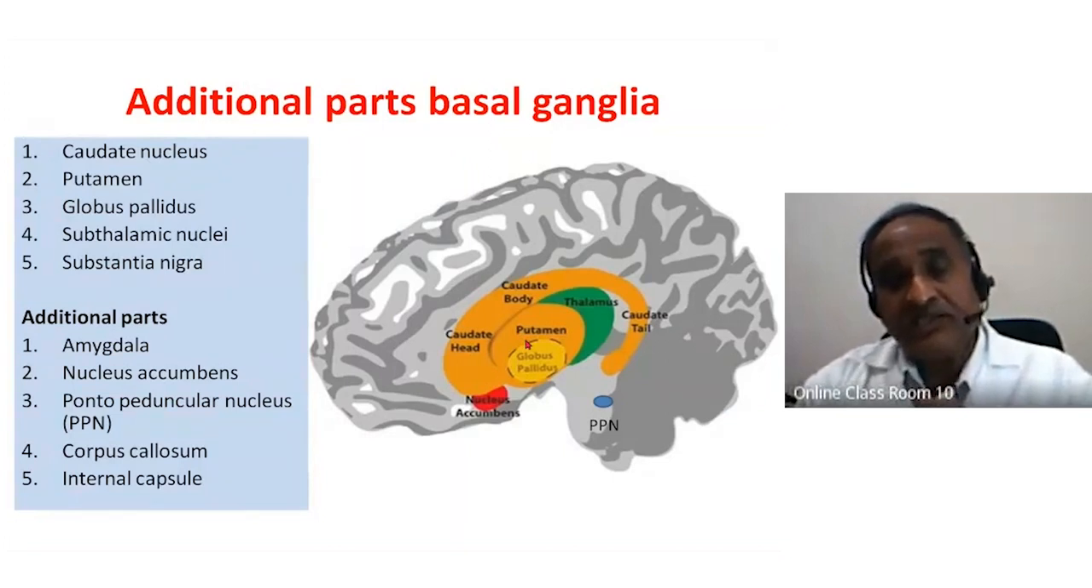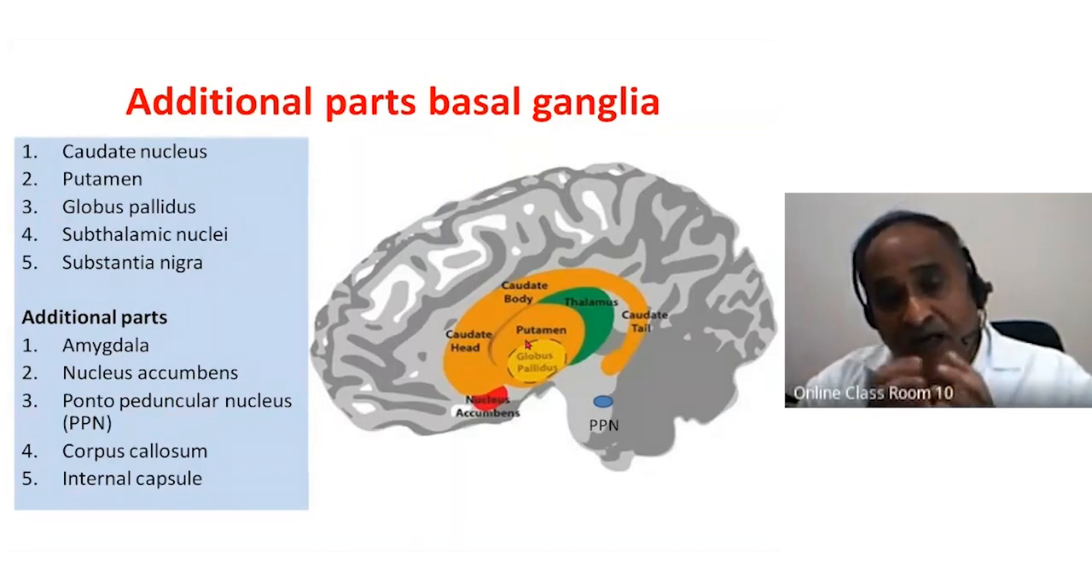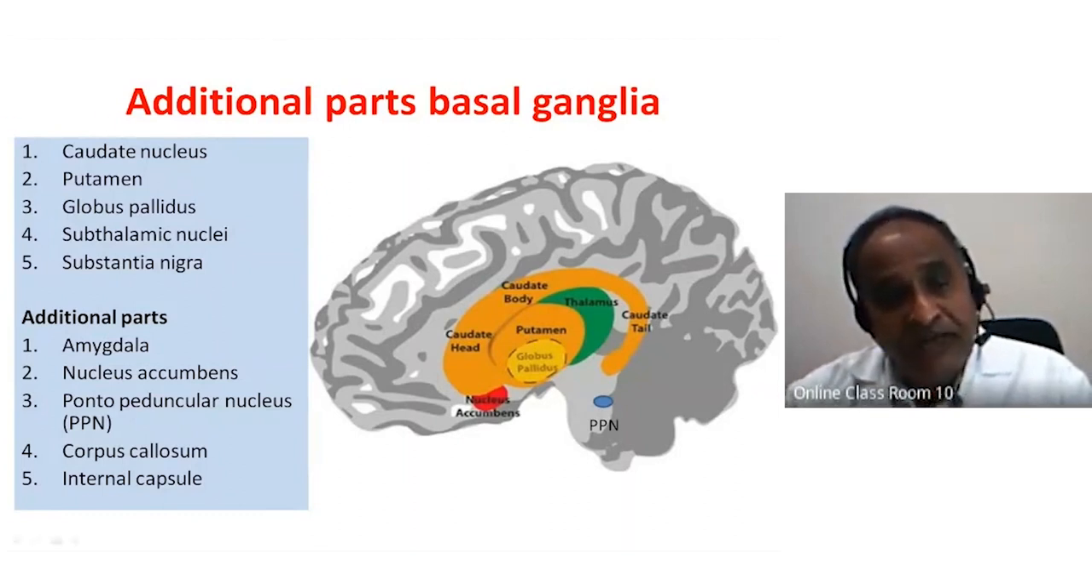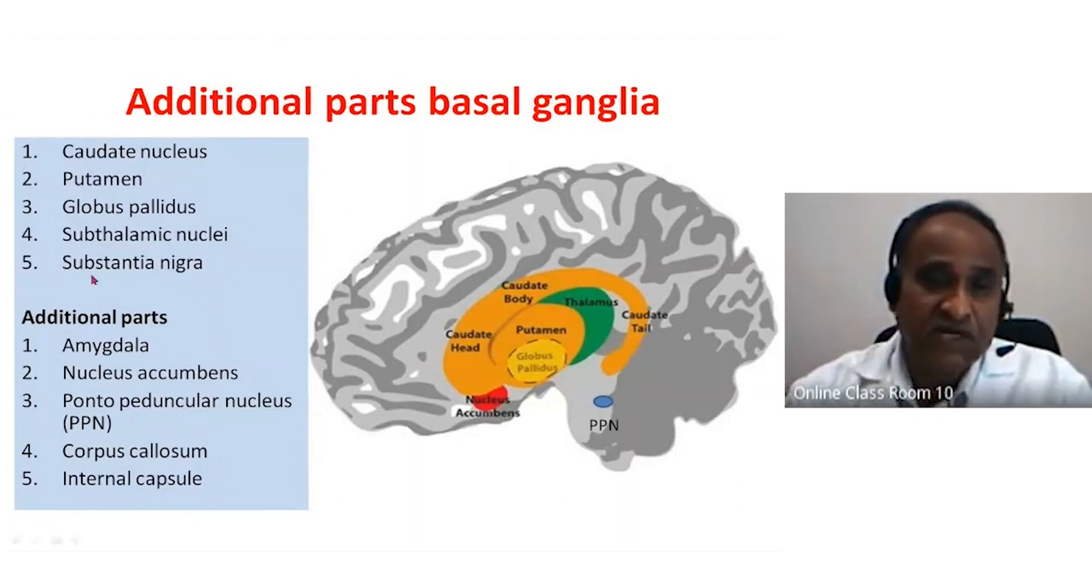Sometimes there are additional structures, because these are five primary structures or nuclei which are involved in the basal ganglia functions: the caudate, putamen, globus pallidus, subthalamic nucleus, substantia nigra. So these are ones we do not want to forget about.